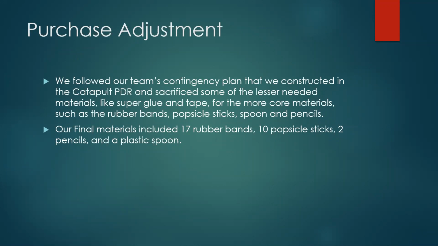So this caused a major setback for us compared to our design and our proposal. We ended up using as many materials as we could for our proposal design, but our final materials only included 17 rubber bands, 10 popsicle sticks, 2 pencils, and a plastic spoon. And we had to sacrifice materials like super glue and tape, which we were planning on using in our original designs. Next slide.